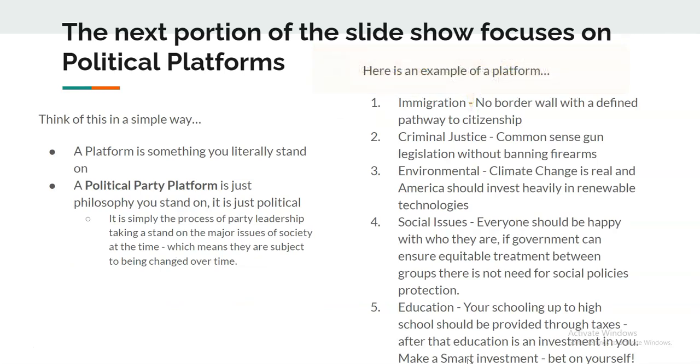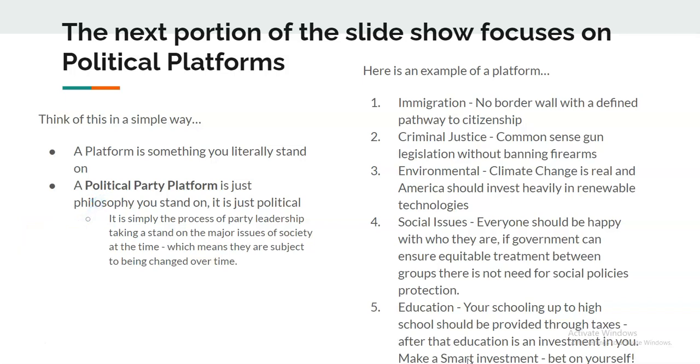The next portion of this slideshow focuses on the political party platforms. Think of this in a simple way. A platform is something that you can literally stand on. Well, a political party platform is just a philosophy you stand on. It is simply the process of party leadership taking a stand on the major issues of society at the time, which means they are subject to being changed over that time.